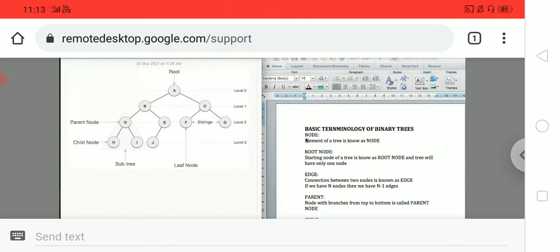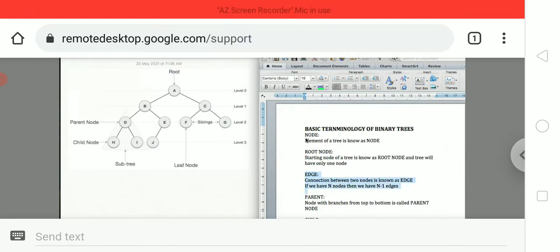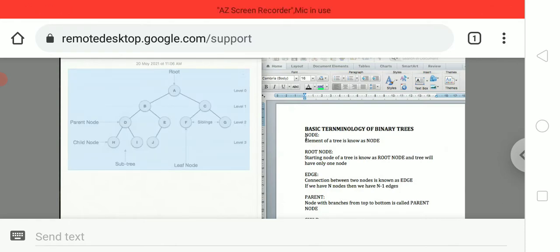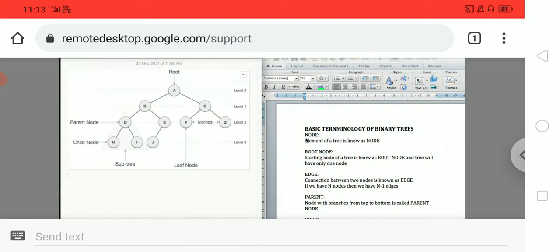After that, edges. Connection between two nodes is known as edge. If we have n nodes, then we have n minus 1 edges. So these round circles are called nodes, and when we take A, B nodes, here one line is there, and this line is called edge, and with the help of edge we can interlink nodes. So the formula of edge is n minus 1. Here n is number of nodes.